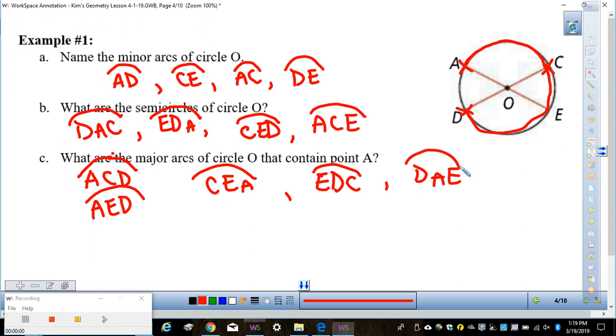Make sure on your homework tonight, for every single one of these, you have these arc marks written above so that I know it's not a segment or an angle you're talking about, but an arc.